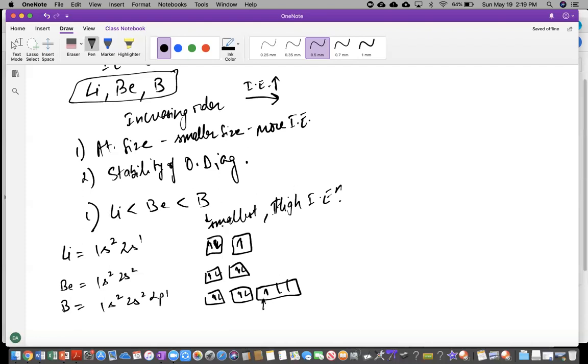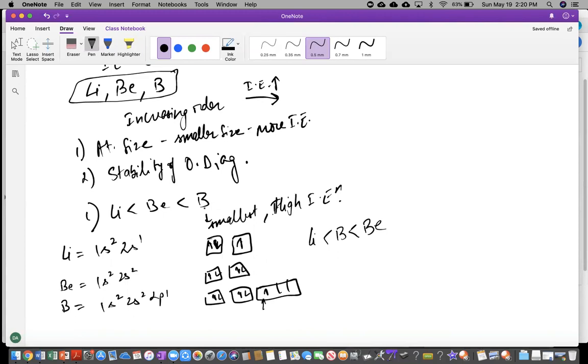Although it is the smallest size, so it should have the highest ionization energy, boron also wants to lose that electron. Because of that, it takes less energy to remove an electron from boron. And that's why this order changes from lithium to boron and then beryllium. On the other hand, beryllium does not want to lose the electron, although it's bigger than boron. So these are two things, and they go against each other.